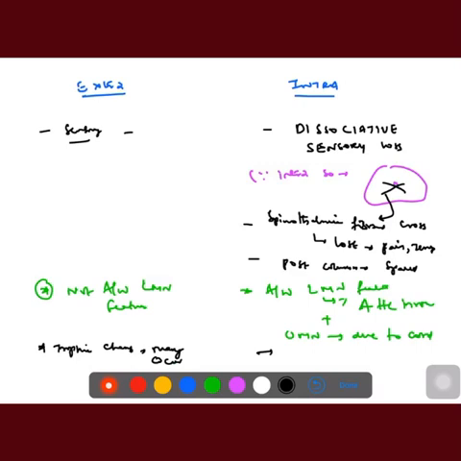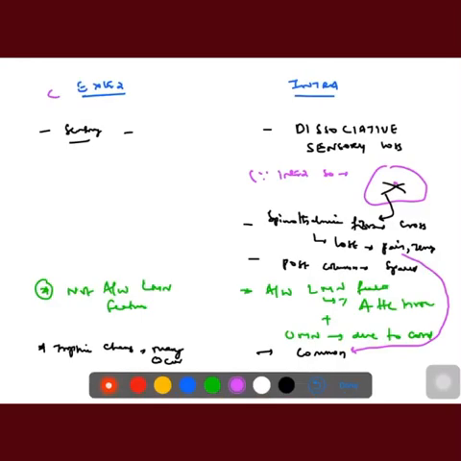Then trophic changes. Trophic changes may occur commonly in intramedullary because the spinothalamic tract is involved, so pain sensation is gone, so trophic changes are present. And in extramedullary there will be pain, tenderness, and spinal deformity, which are present in extramedullary, not in intramedullary.